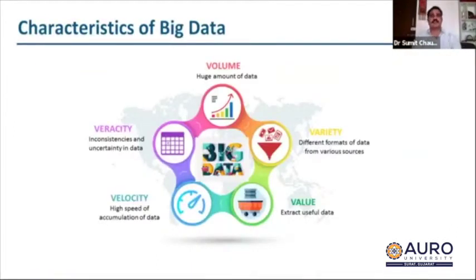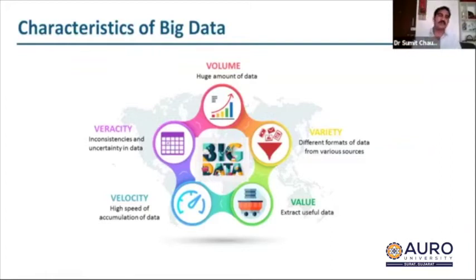Next, we'll discuss the characteristics of big data, and we have 5V, right? I'll start with number one, that is called volume. Volume is basically the huge amount of data we have, that enormous amount of data. So that is called volume. This is the first characteristic. Second, we have variety. Variety means we have data in different formats from various sources.